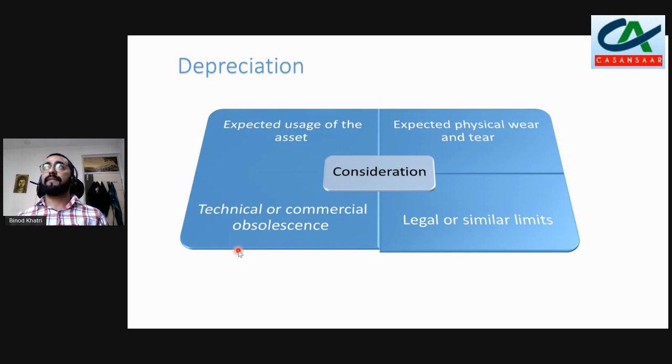For example, we have a car, and as per the government, we can only use that car for 10 years. Then after that, we're not allowed to use that car. Then we can't have a useful life of more than 10 years. Even if we can use that car, the limitation is imposed by regulation. So we should charge depreciation up to 10 years only. So these are the four things we should consider before calculating depreciation: expected use of the asset, physical wear and tear, technical or commercial obsolescence, and legal or similar limits.